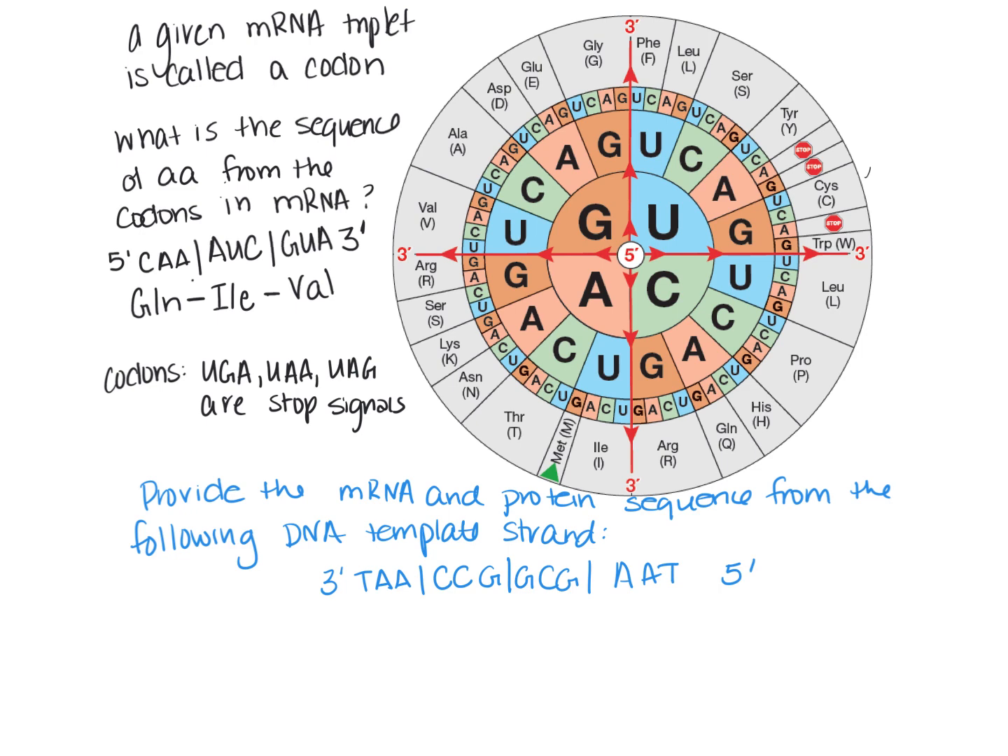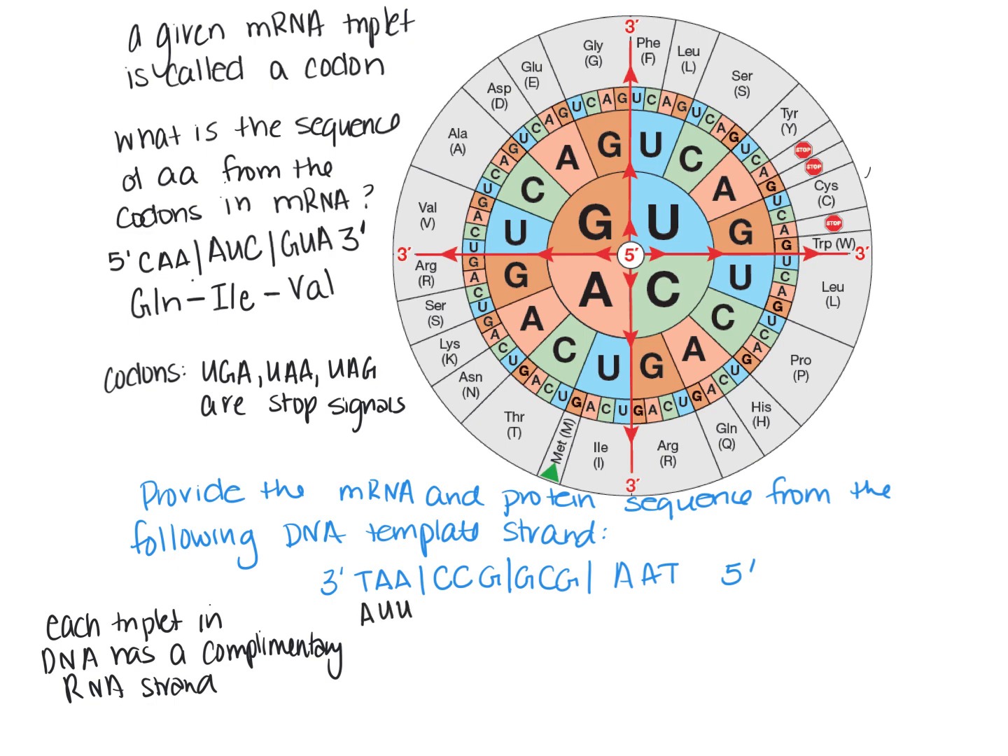Now, each triplet in DNA has a complementary RNA strand. So for example, if we have T, right, it's going to be A, and then the A is the U and the U, right?